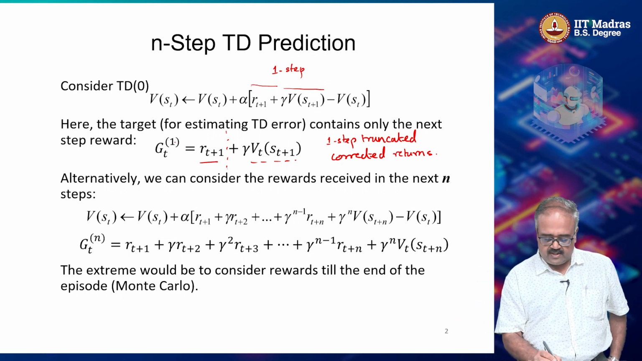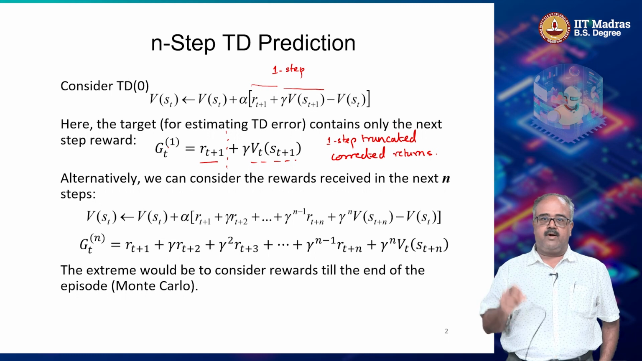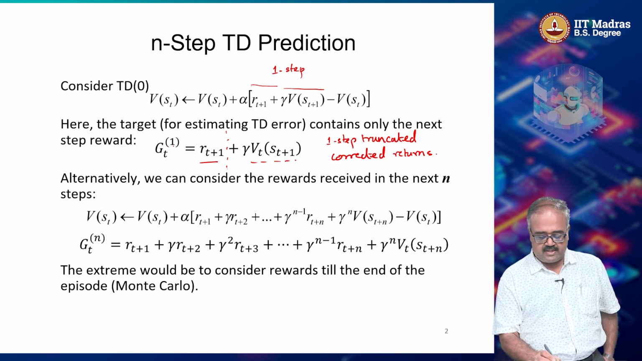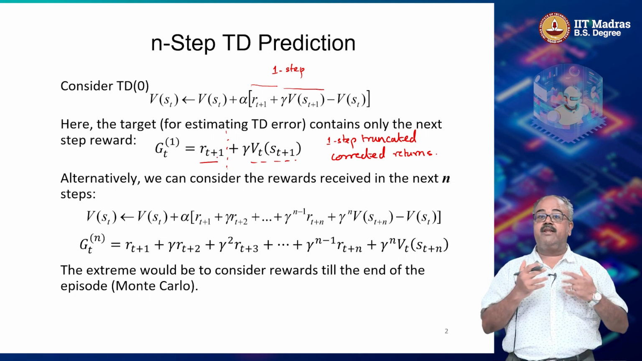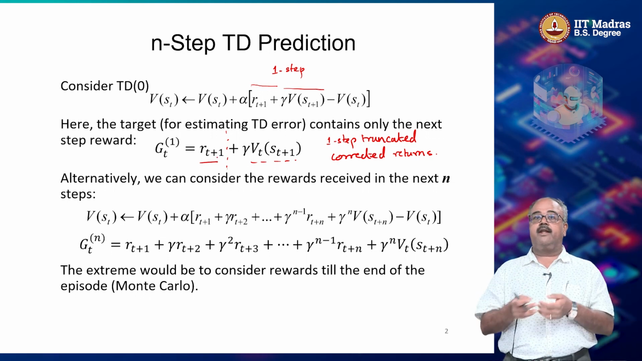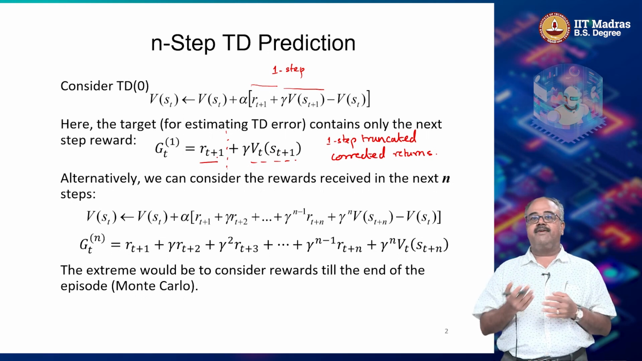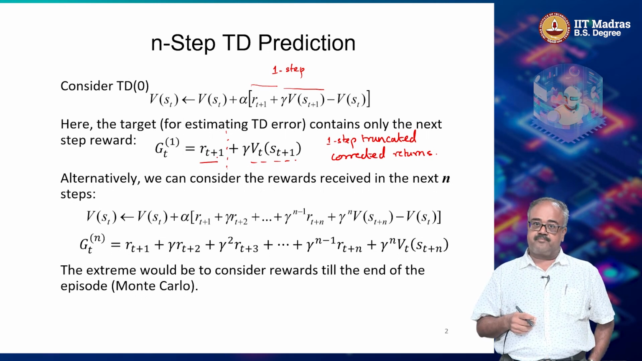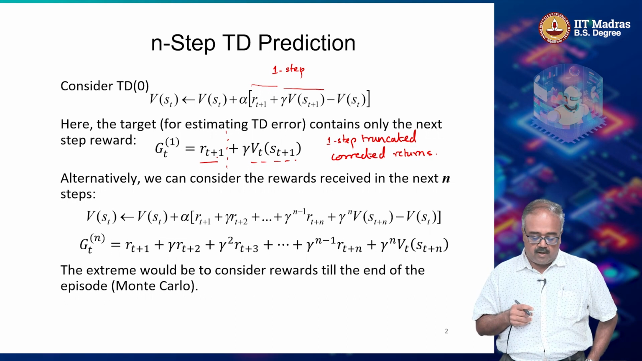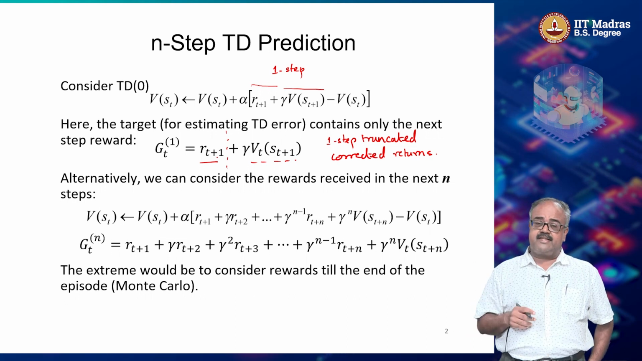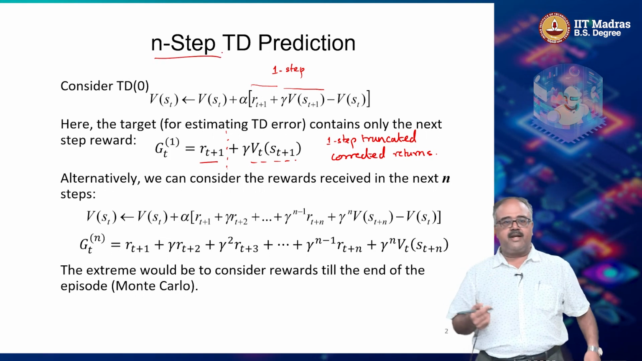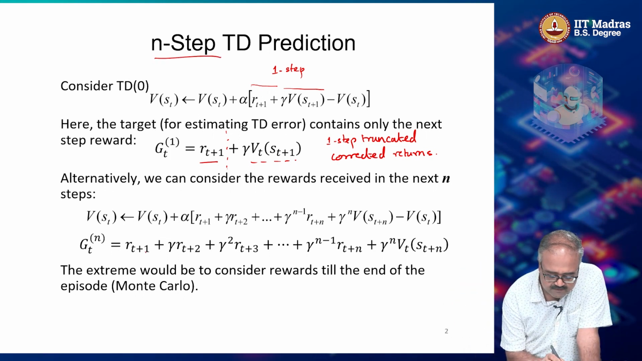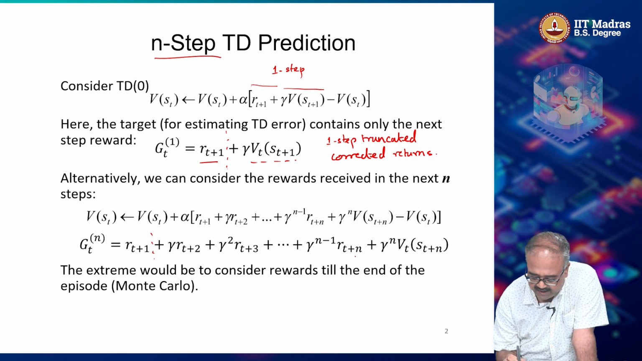We will denote this with a superscript within brackets 1, which will mean that this is the one step truncated corrected return, and this is typically what we use in our TD0 algorithm or in our Q learning or SARSA. It is always the one step truncated, corrected return. Alternatively, as soon as I say there is a one step return, we can talk about n step returns, where instead of just truncating after one step, we truncate after n steps.